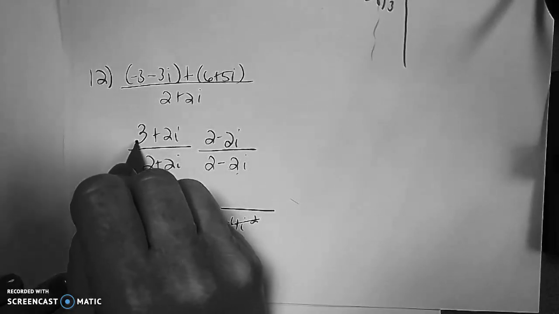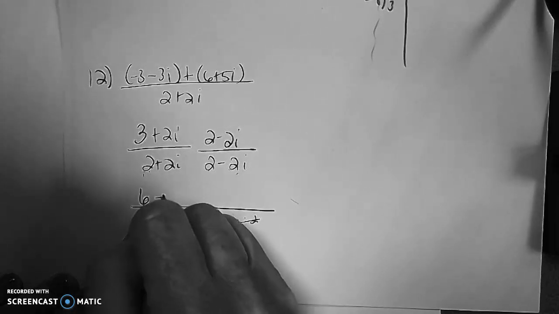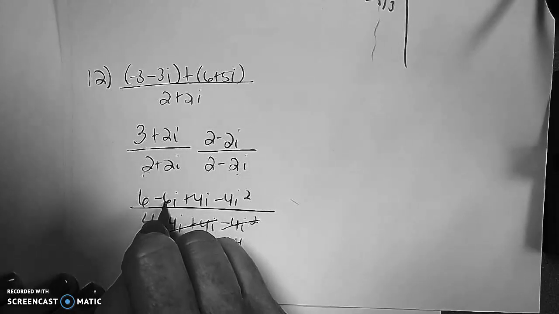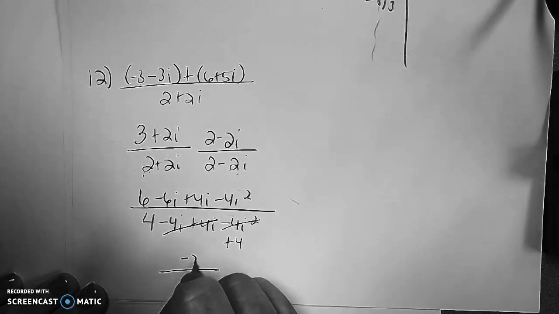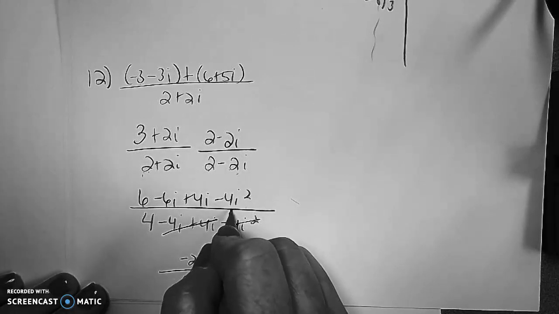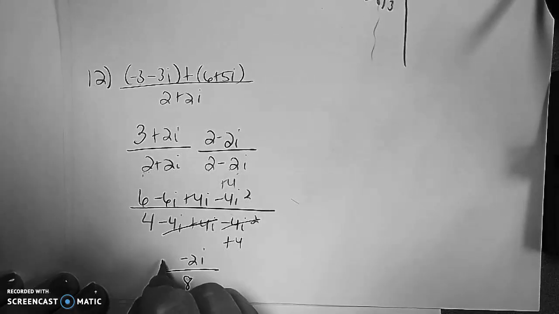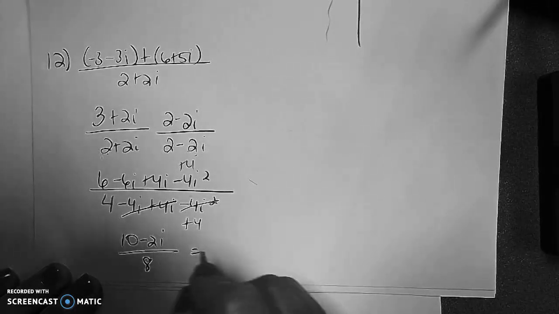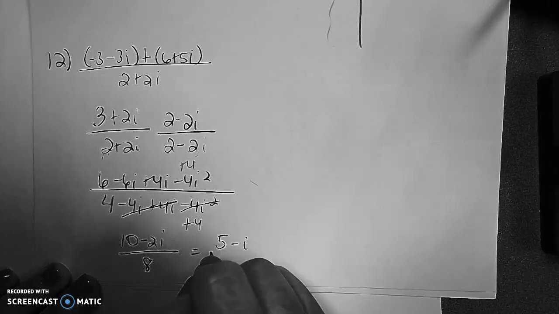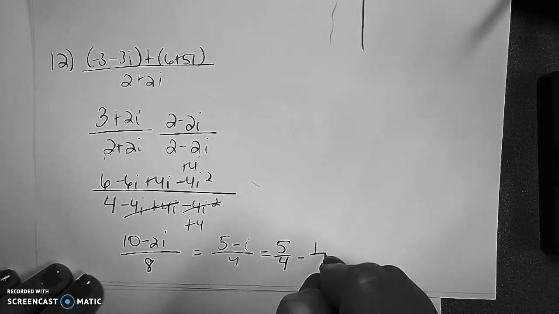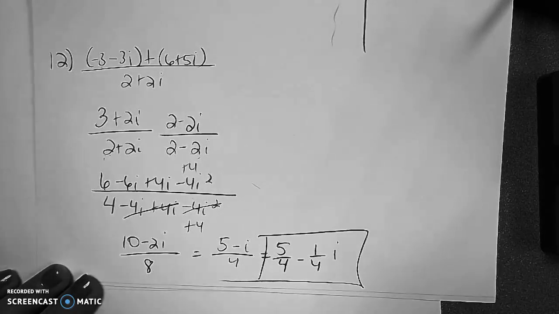Let's go back and take care of my numerator. I'm going to distribute it. Negative 6i and 4i, that's negative 2i. i squared is negative 1, so negative 4i squared is plus 4, so I get 10. I can take a 2 out of everything, and then let's write it in standard form. And there we go.